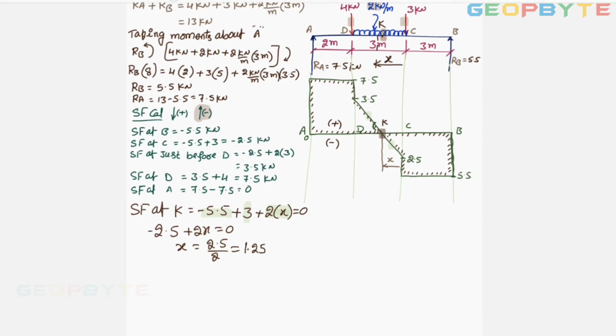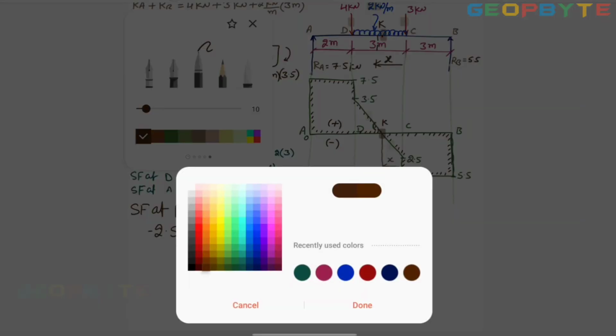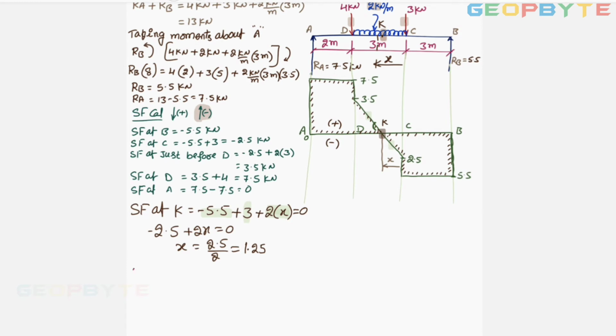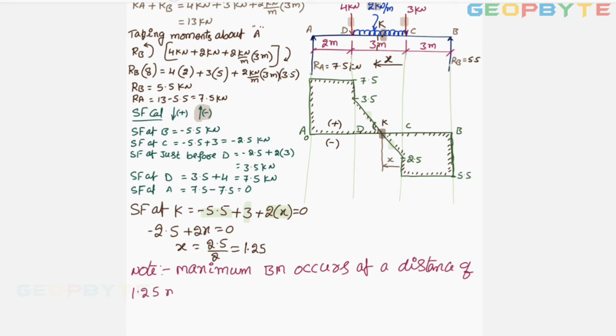Let me note that point. Maximum bending moment occurs at a distance of 1.25 meters from C.